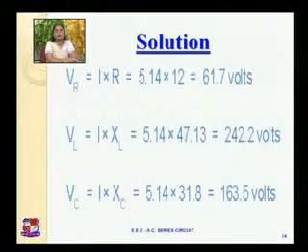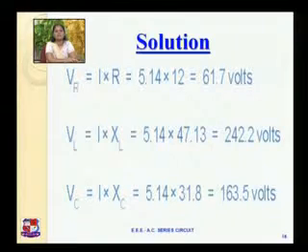Now you have to find the voltage across resistance, voltage across inductor, and voltage across capacitor. Equation of VR is equal to total current passing through the circuit into resistance. Value of current is already known to us. So it is equal to 5.14 into 12, which is resistance. So your answer of VR is equal to 61.7 volts.